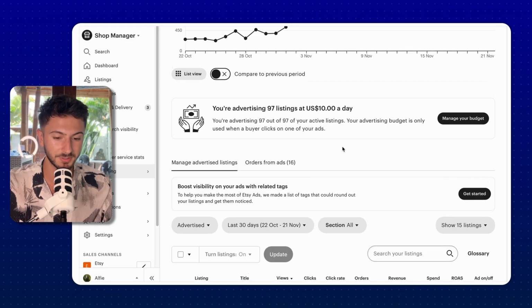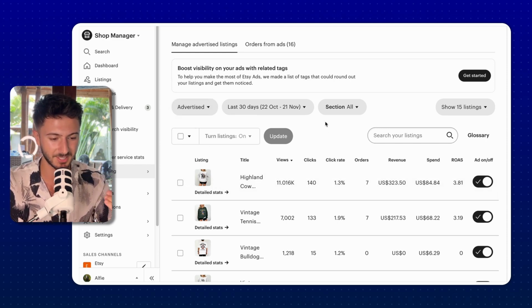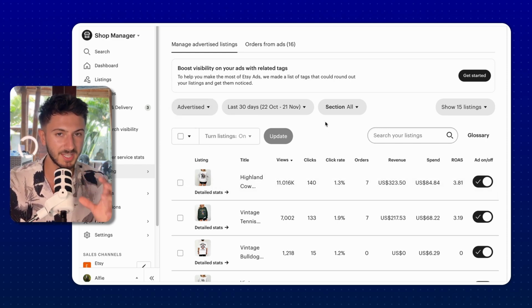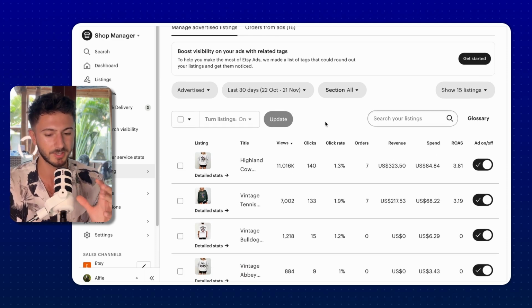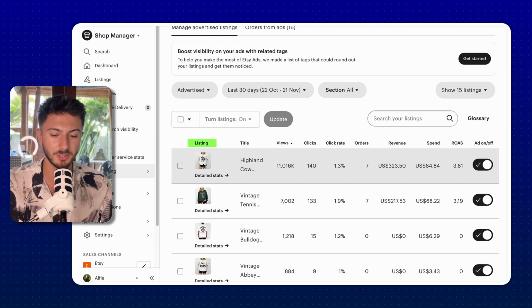And then as we move down on the platform, you'll see this section here, which separates out all of your listings individually. So I'm just going to cover now the key things that we want to take into account here. You can see going from left to right, you've got your listing, so your listing image and the title of your listing, fairly straightforward. You've then got the views.